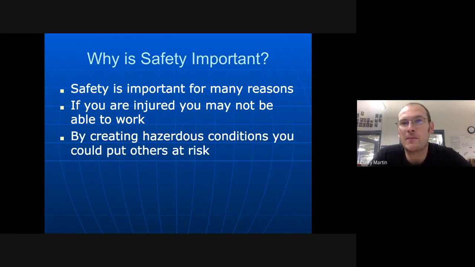So if you get hurt, that might prevent you from actually going to work, and you won't be able to earn that income. Another good reason is by creating hazardous conditions, you put other people at risk. Anytime you put other people at risk, puts them in that same scenario, and it also could have ramifications legally on you. If you're responsible for a particular area, it is your job to maintain that area in some instances. And if you do not maintain it and you create a hazard for somebody else, that could fall back on you, and you could be the one winding up in trouble for not doing your job.